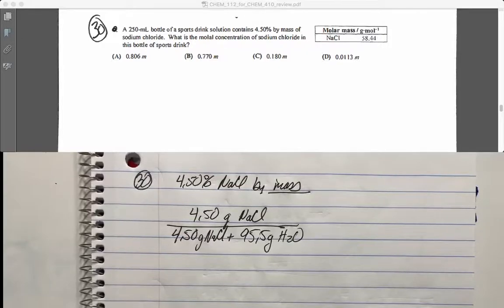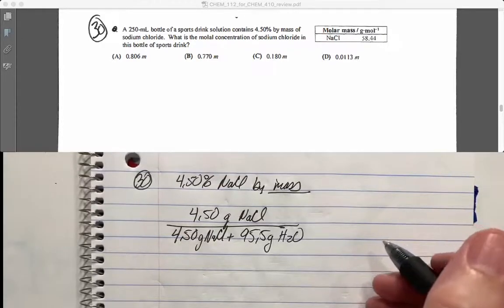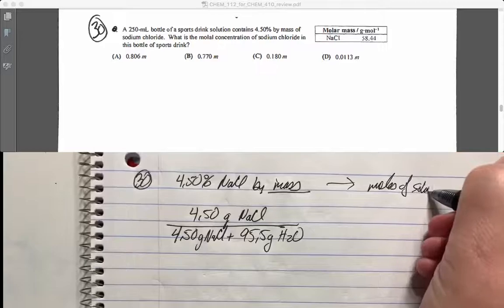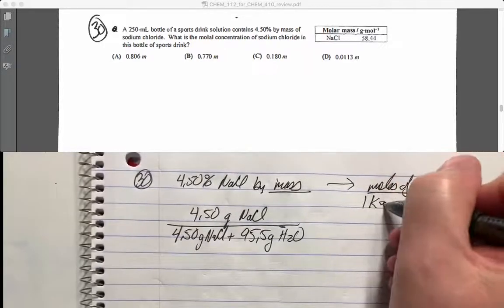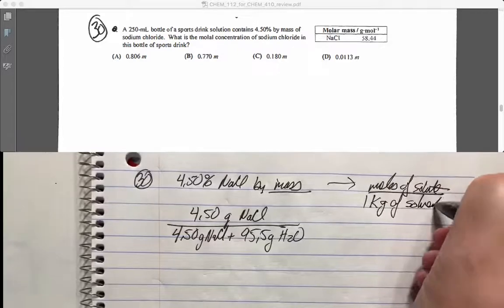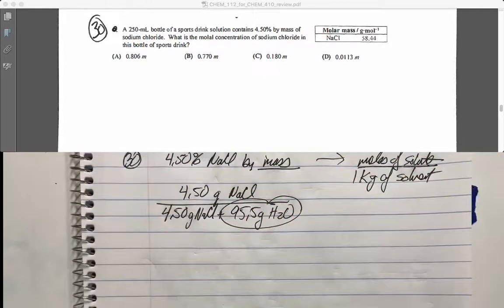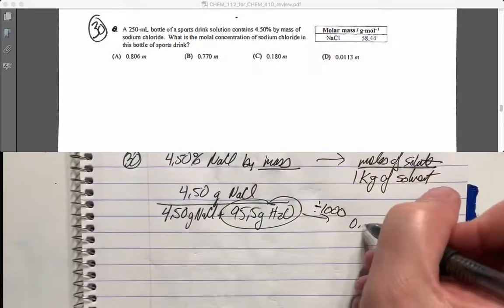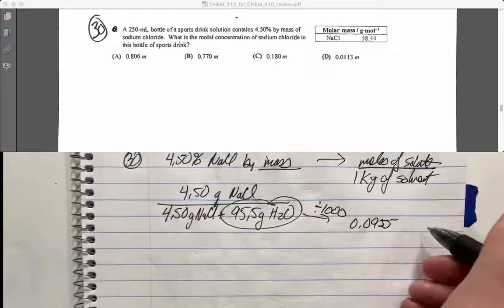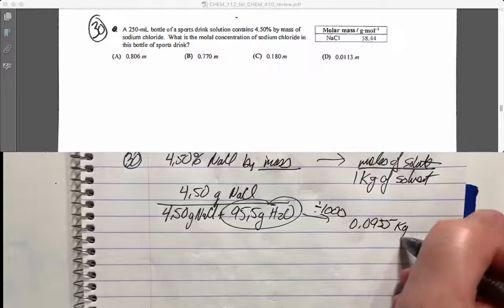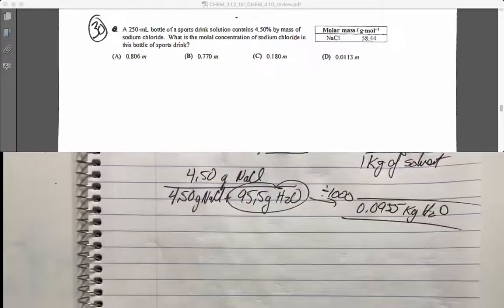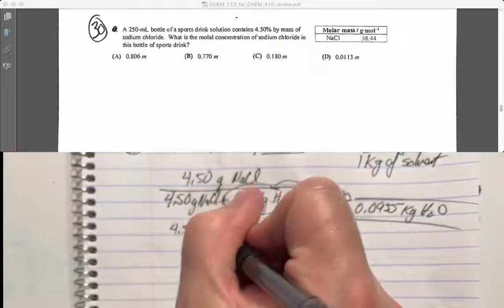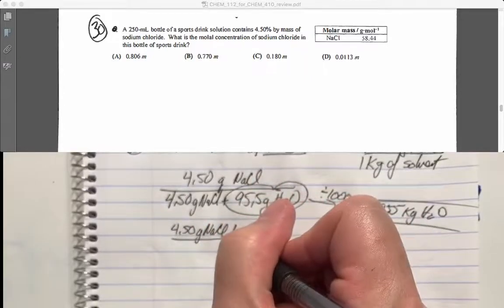Okay, so I think we got a pretty short path here. We want to go to molality, which again is moles of solute per 1 kilogram of solvent. Well, that's nice. We know the mass of the solvent. I'll go ahead and make that into kilograms, 0.0955 kilograms of water or solvent. And so now we've got to figure out how many moles of sodium chloride is in there, and that should be easy peasy, since we were given the molar mass.